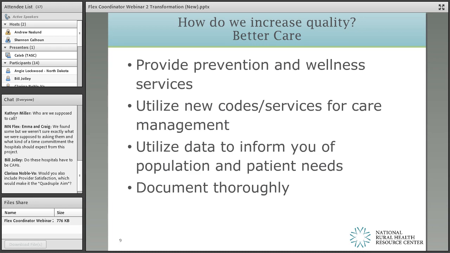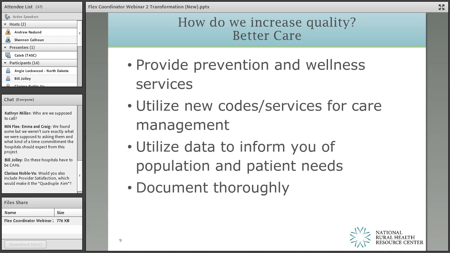And then finally, how do we increase quality through better care? This is really about demonstrating the value of the practice and the provider. We have great providers in rural America, but we don't necessarily document them well, and we may or may not have demonstrated processes in place. So we want to make sure that we do provide those prevention and wellness services that help bend the cost curve and do that early detection.